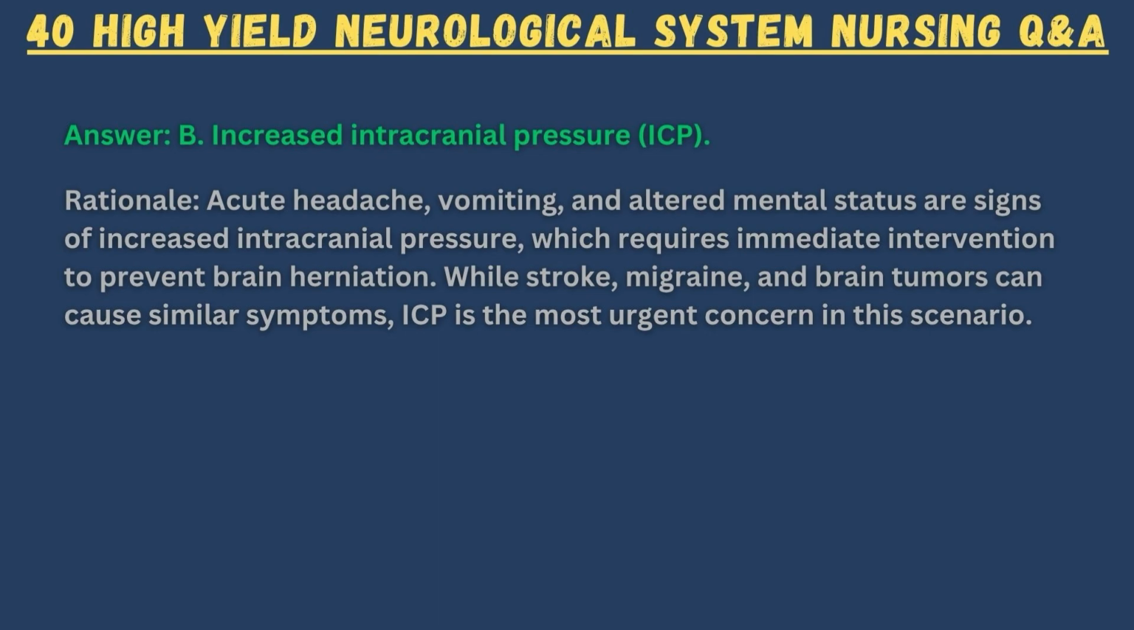Rationale: acute headache, vomiting, and altered mental status are signs of increased intracranial pressure, which requires immediate intervention to prevent brain herniation. While stroke, migraine, and brain tumors can cause similar symptoms, ICP is the most urgent concern in this scenario.